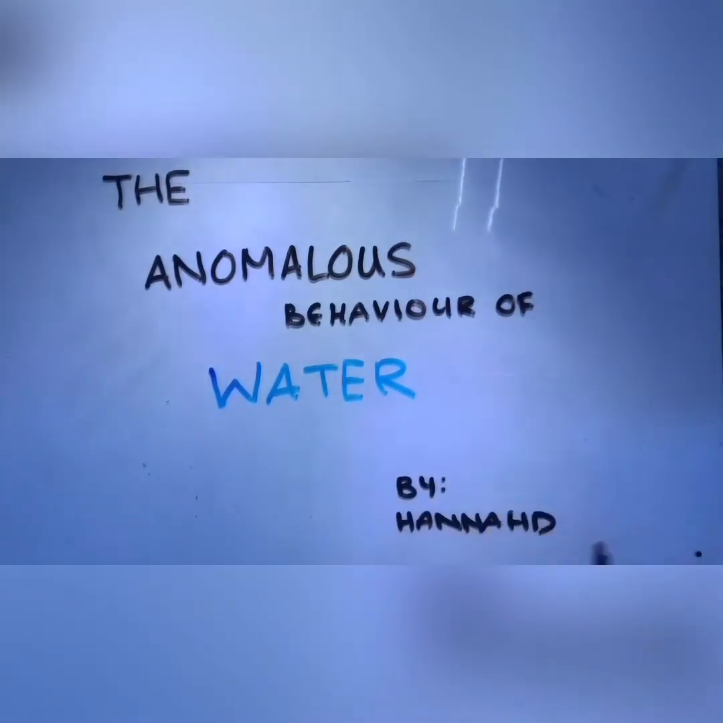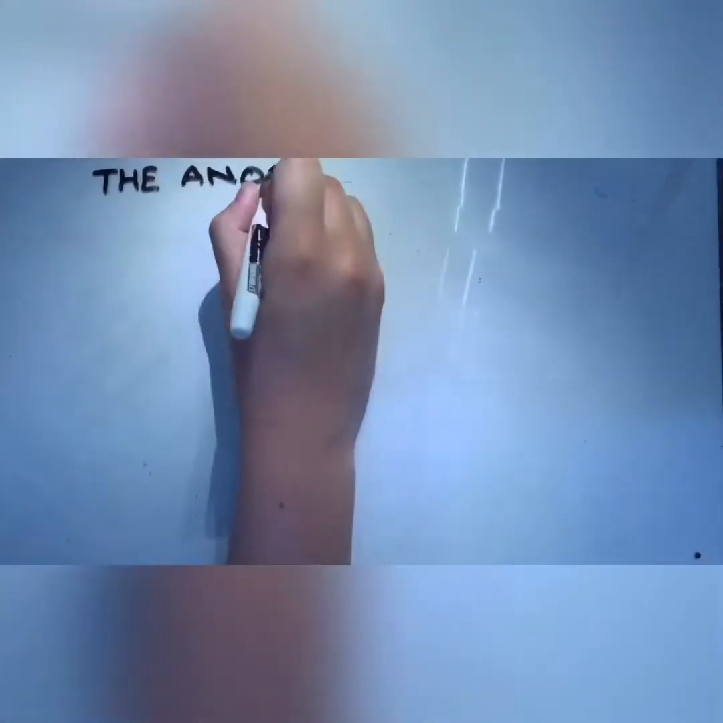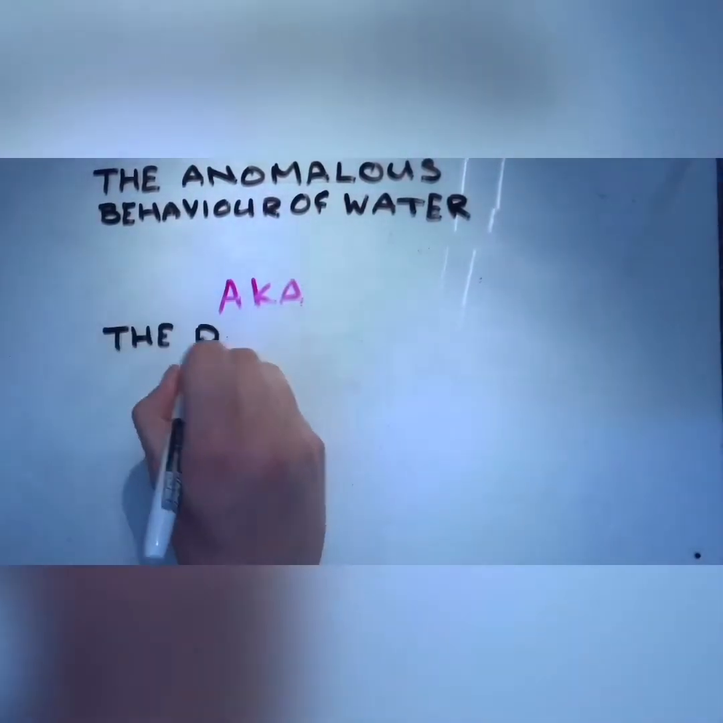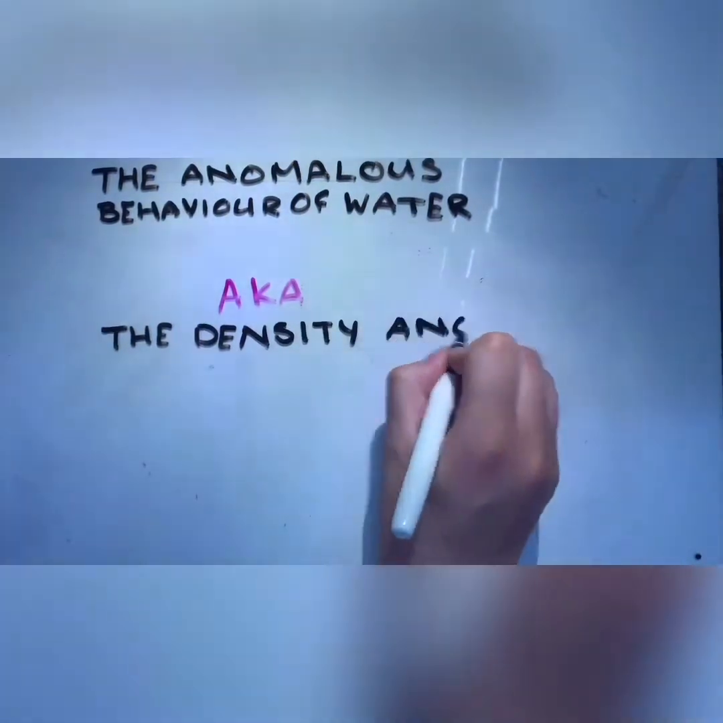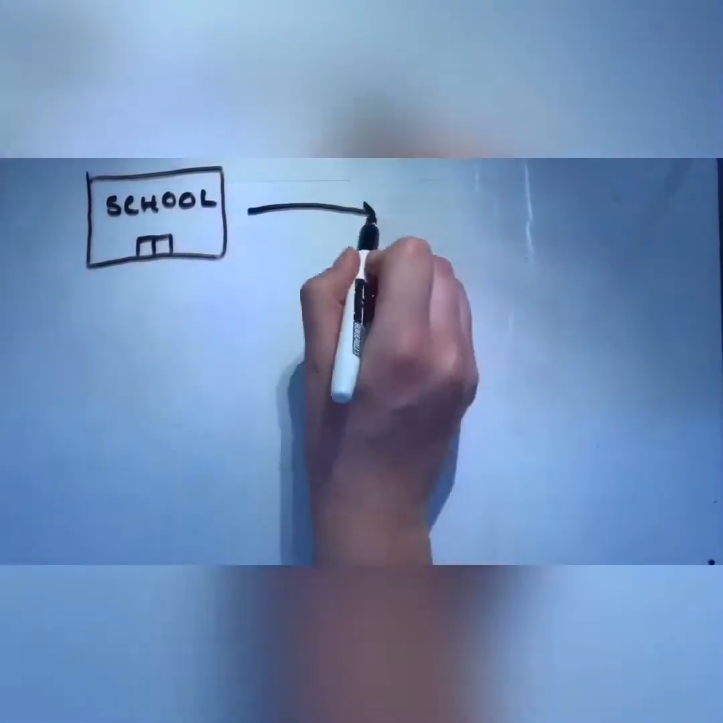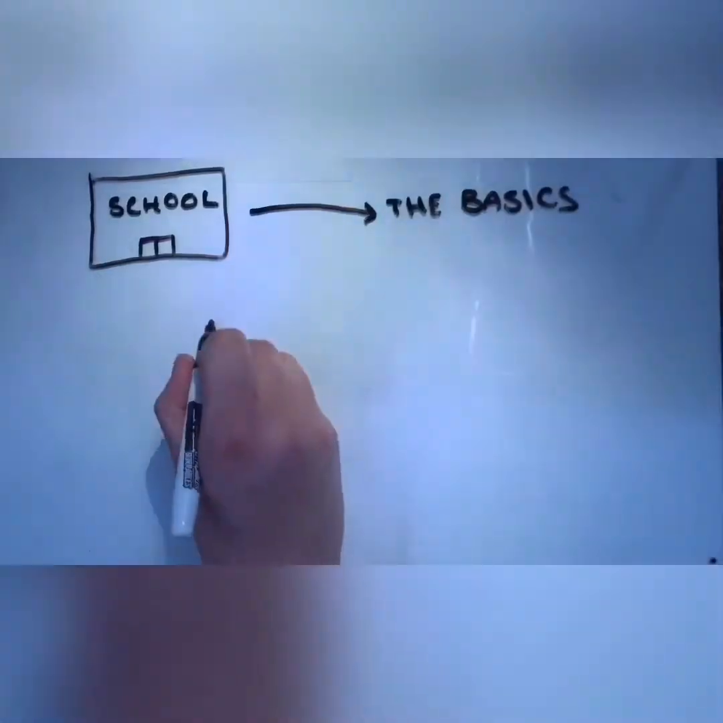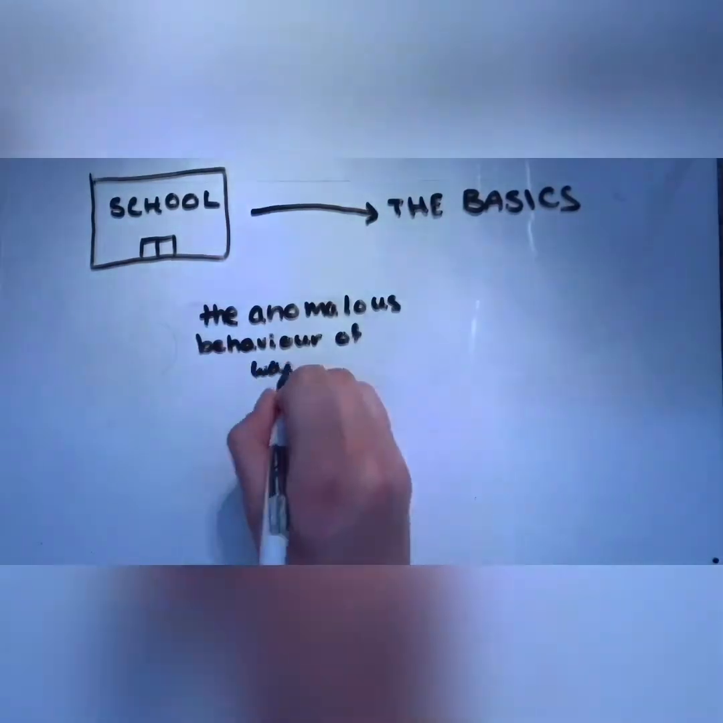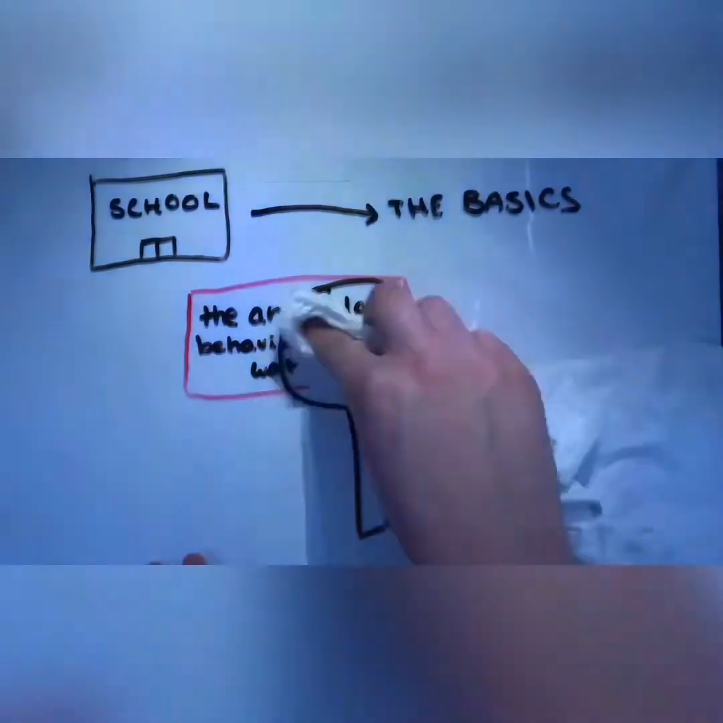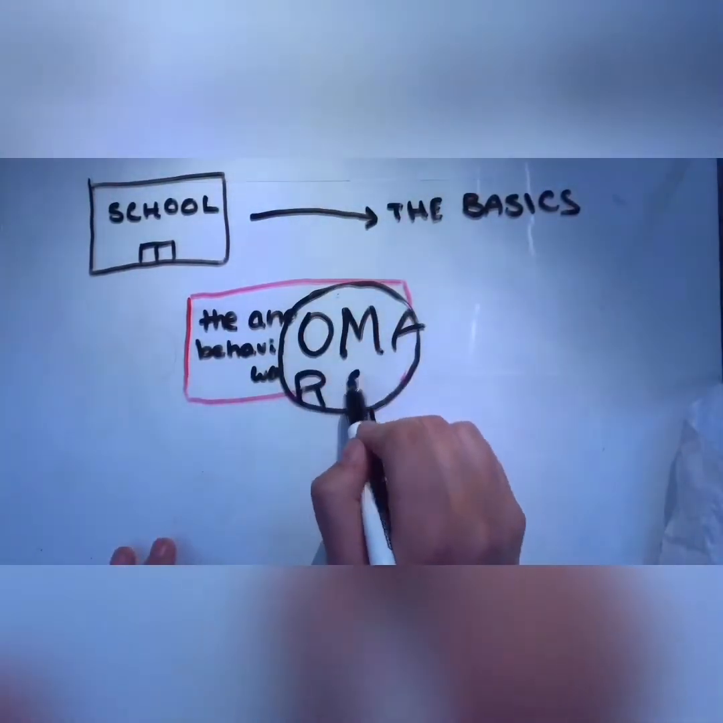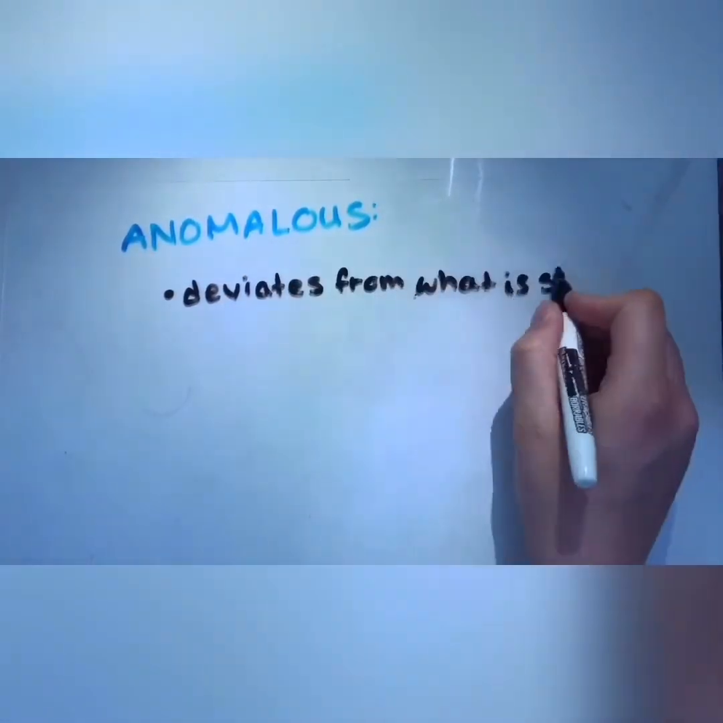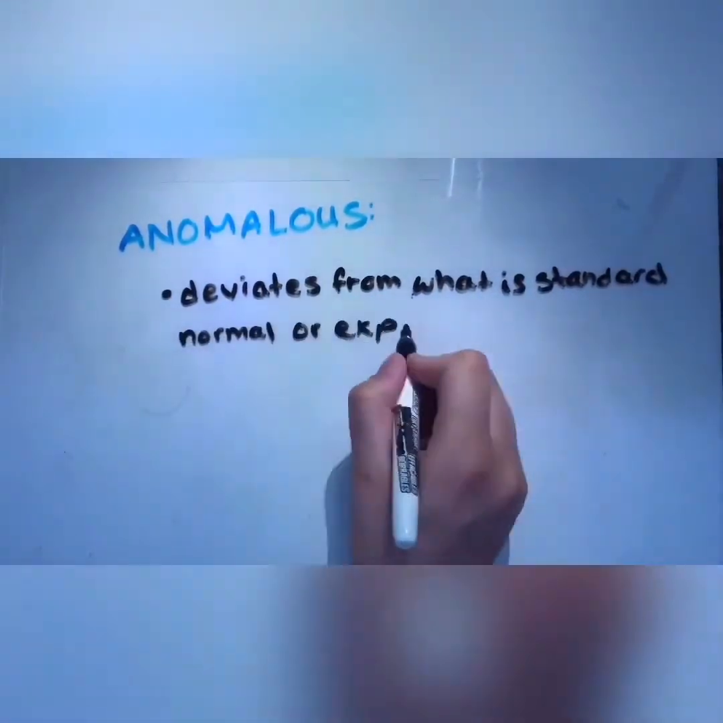By Hannah Dabke. The anomalous behavior of water is also referred to as the density anomaly, and this concept may shock you. Throughout most of our school careers, we are taught the basic fundamental properties of different substances. The anomalous behavior of water may be something that has been touched on briefly, but when you look deeper into it, the basic laws of how substances behave under certain conditions are tested. The term anomalous is used to describe something that deviates from what is standard, normal, or expected.